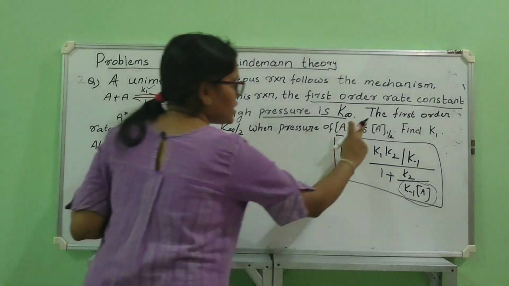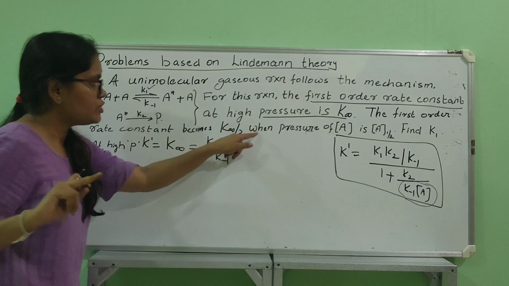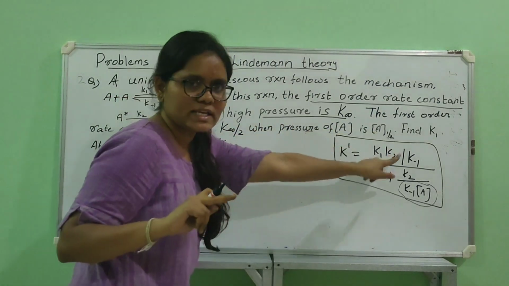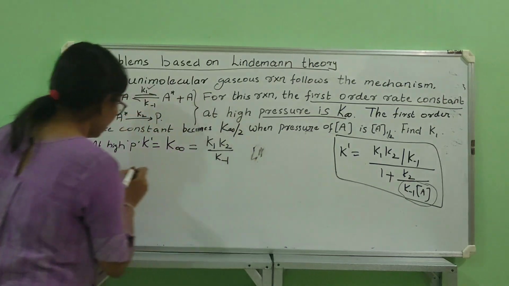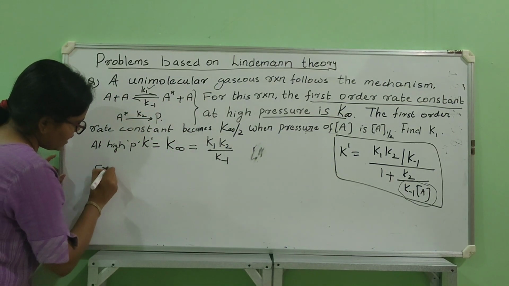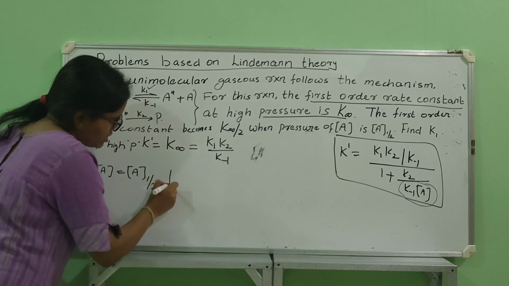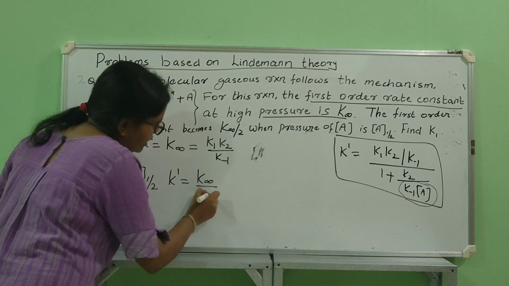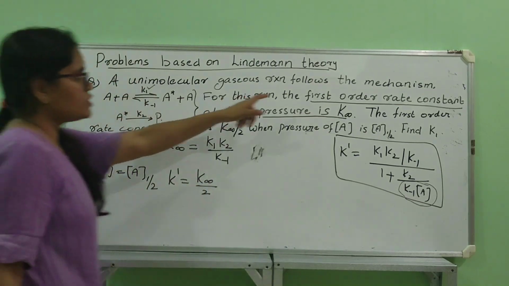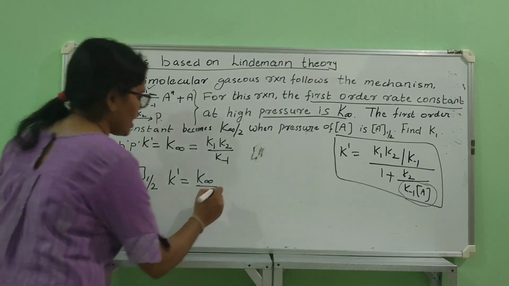Now what did they say again? The first order rate constant becomes K infinity by 2 when the pressure of A is A half. So when A is equal to A half, K dash is equal to K infinity by 2. Okay. So the first order rate constant becomes K infinity by 2 when A is equal to A half.